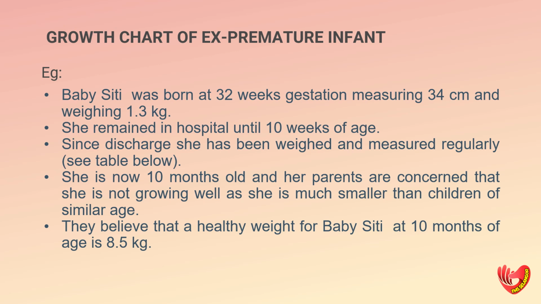We should calculate her corrected age now. The 10 months is the chronological age. As you all know, corrected age is the chronological age minus how many weeks she was preterm. If she was born at 32 weeks, term is 40, so 40 minus 32 is 8 weeks. So she is 2 months preterm. If she is 10 months now, her corrected age would be 10 minus 2, 8 months old.